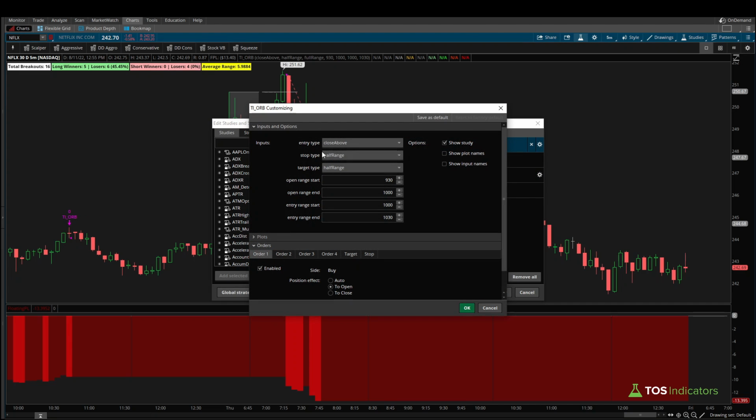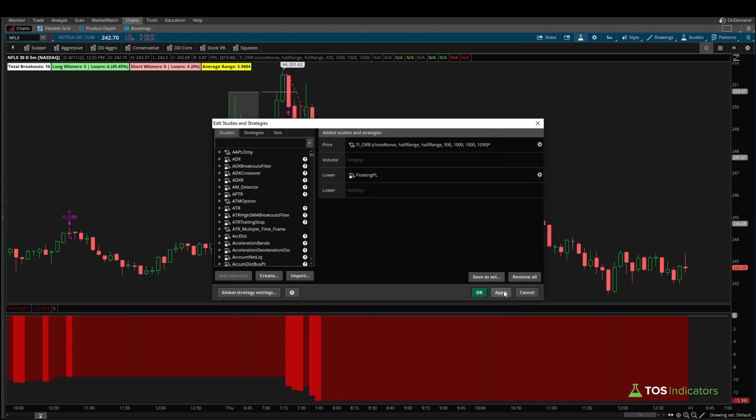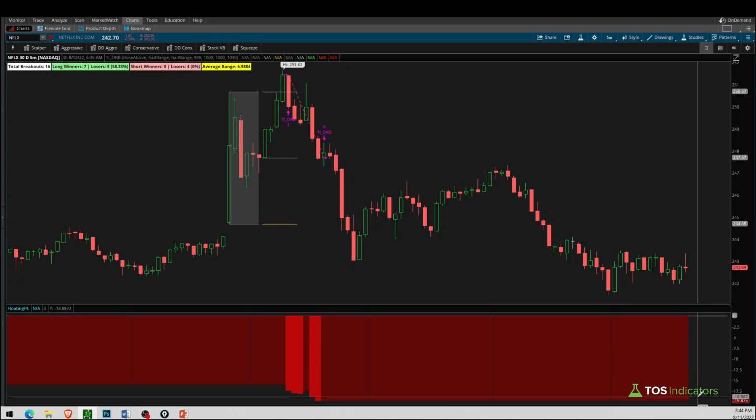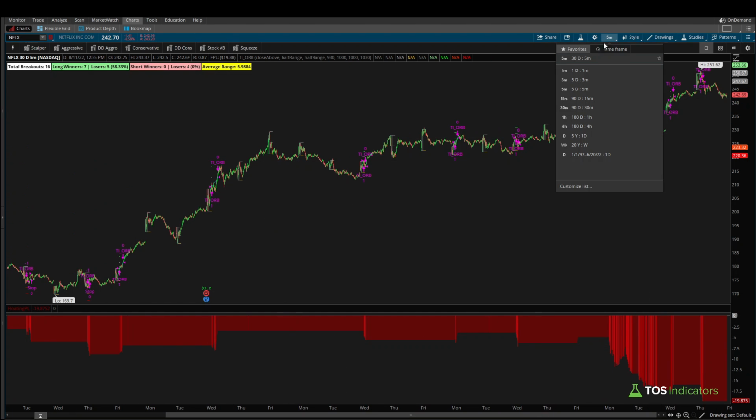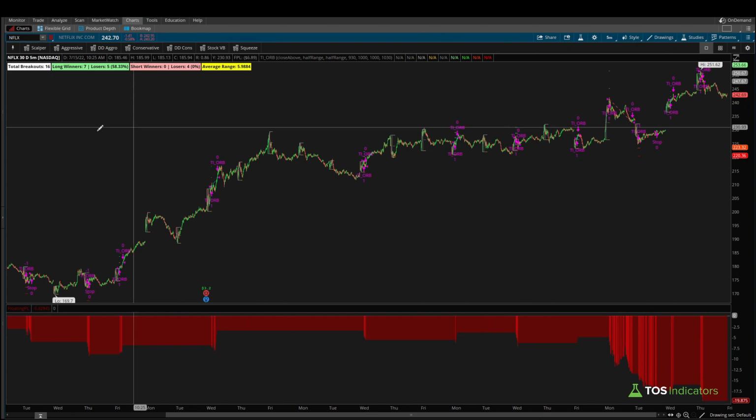Now again, the settings that I have defaulted to are entry type is close above, our stop type is half of the ORB range, and our target type is the same half range on the other side. If we start by applying this on our charts, let's see how the strategy has performed over the past 30 days. That's the first set of data we're looking at.